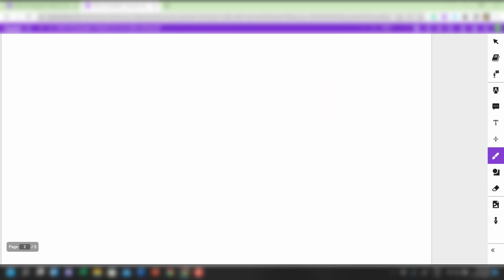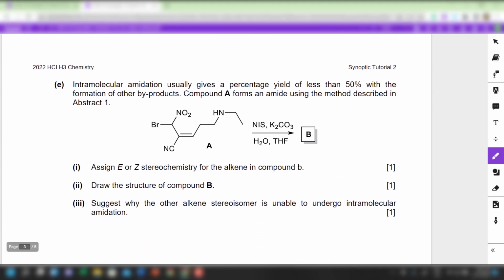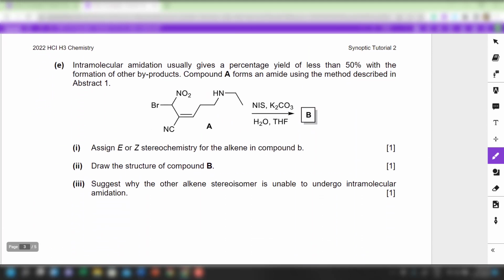Okay, yep. Then next we can move on to part E. Okay, so part E, we were told that intramolecular amidation usually gives a percentage yield of less than 50% with the formation of either byproducts.